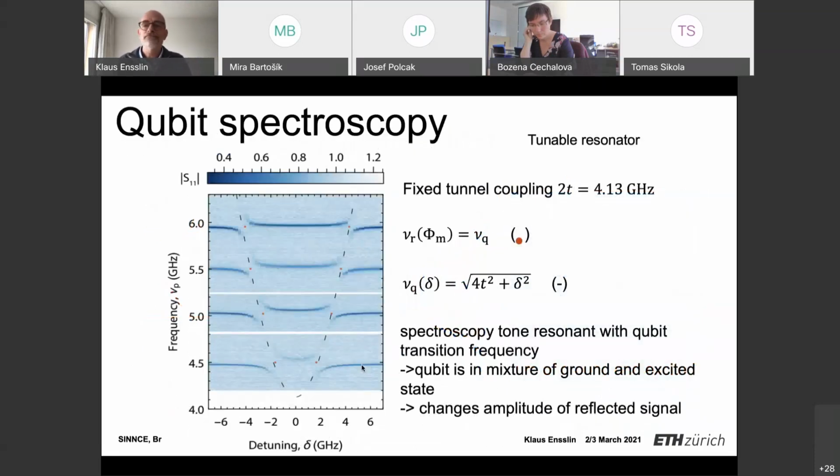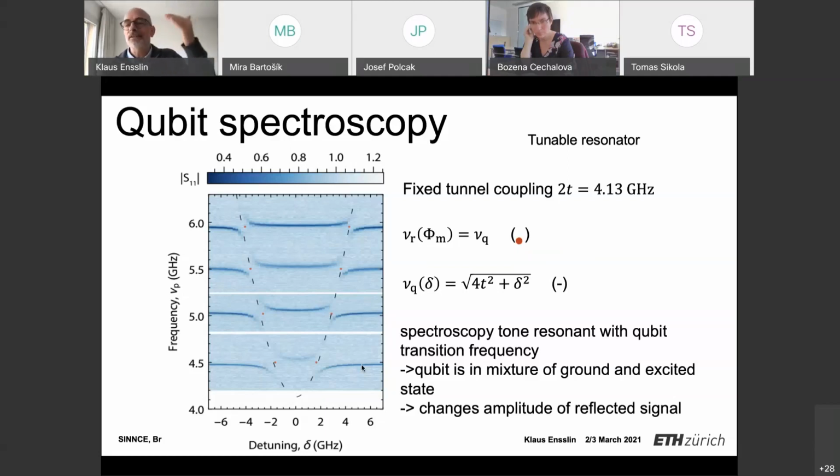Now you can do qubit spectroscopy. Let me just put this in general terms. If you have an atom, you have discrete levels. If you have a tunable laser, you can measure various transitions in this atom, and that allows you to really understand all the details of the atom and use the levels you want to use for your quantum bit.